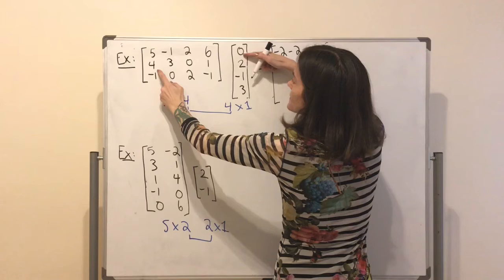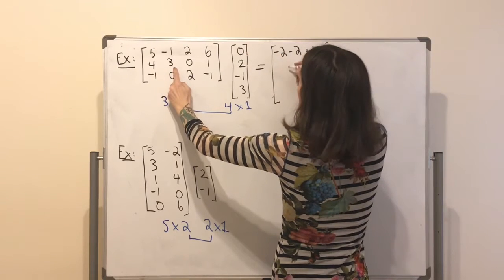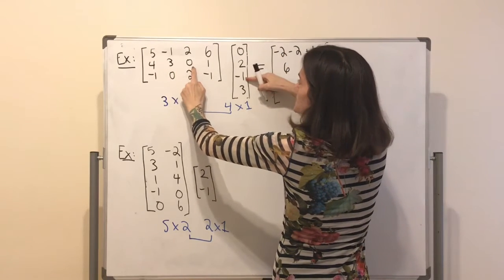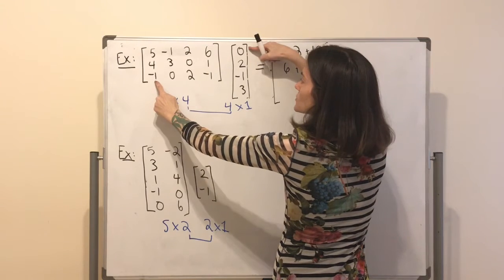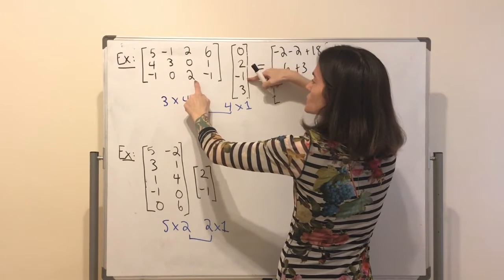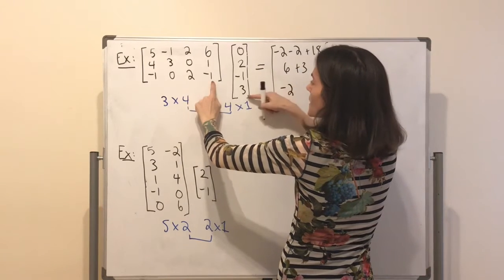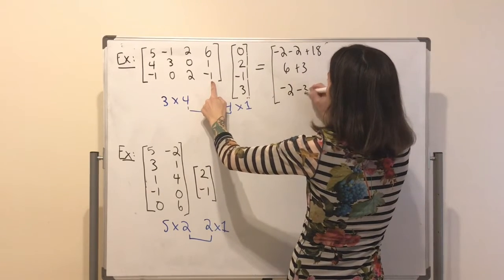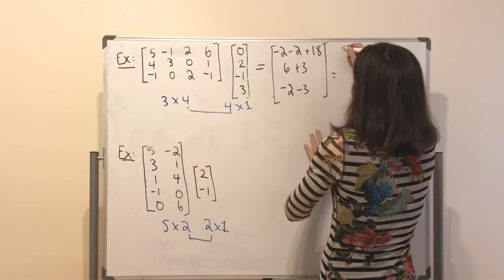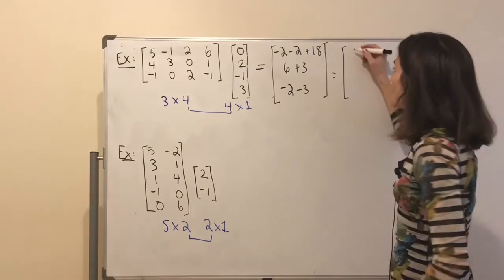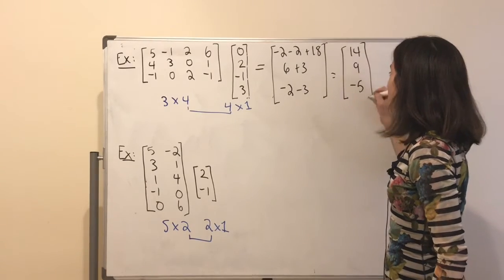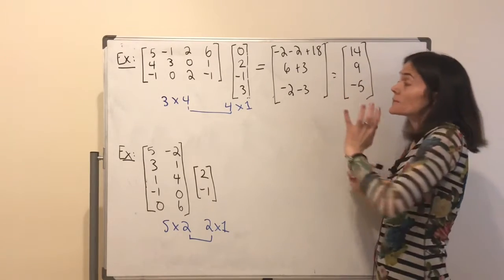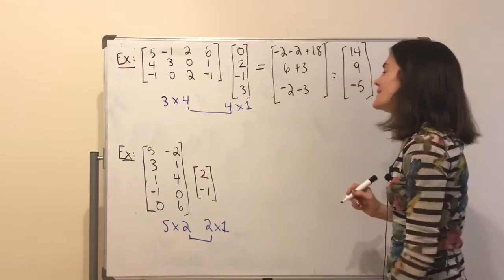Okay, then we move down. 0 times 4 is 0. 3 times 2 is 6. This is 0, and then 3. Here, 0 times 2, 2 times minus 1, and then minus 1 times 3. And then all I need to do now is just add some numbers. We get 14, 9, minus 5. Okay, and you see, in fact, we do have a 3 by 1.